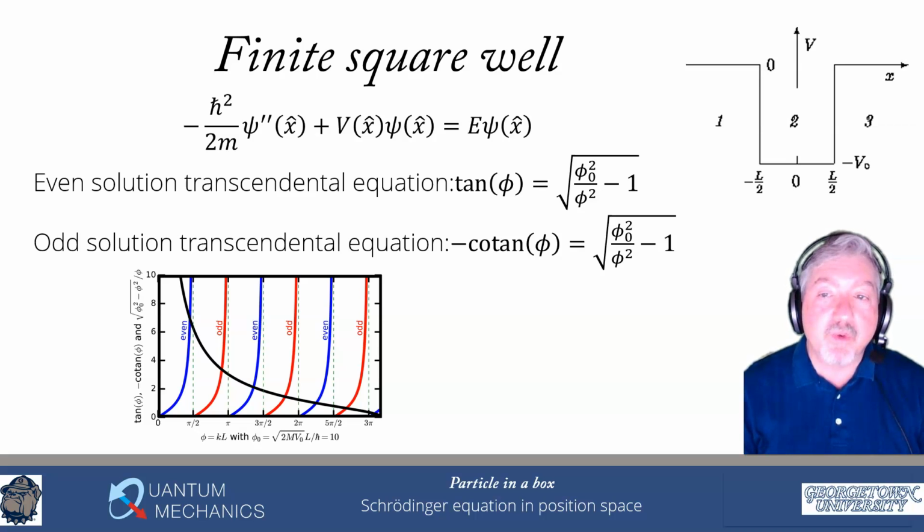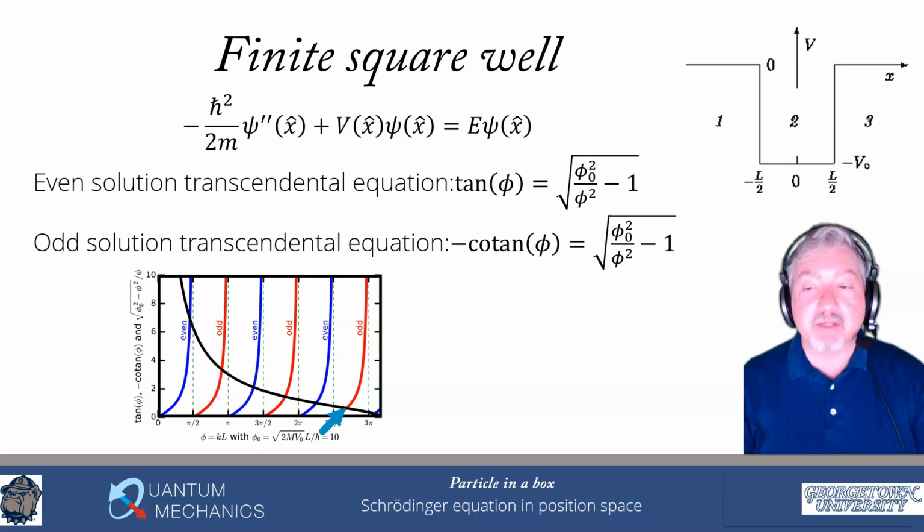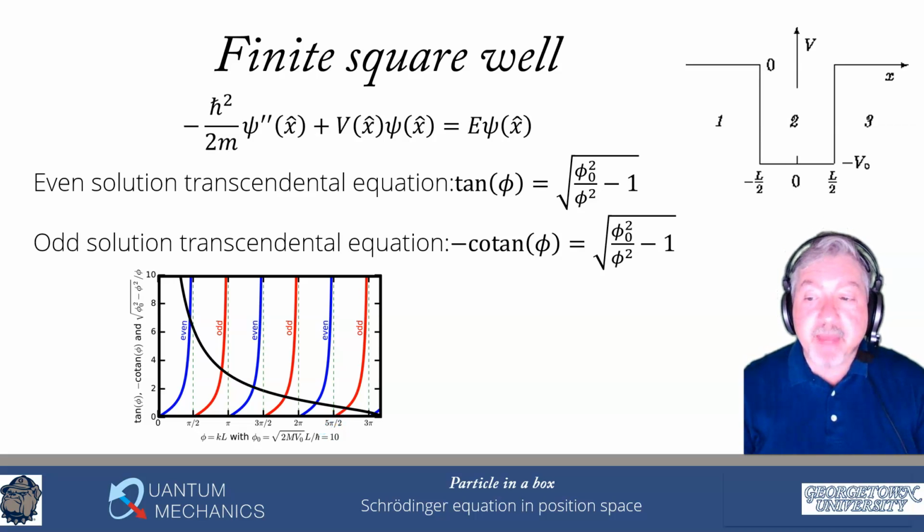In this case, when phi 0 is equal to 10, I believe. So phi 0 is a fairly large number in this expression. And you can see I have 1, 2, 3, 4 crossings of the tangent curve. So there are 4 even eigenfunctions, and I have 1, 2, 3 odd eigenfunctions. The total number of bound states for this potential is 7.